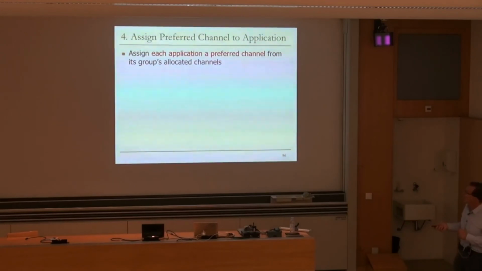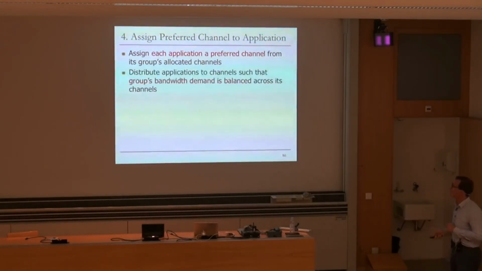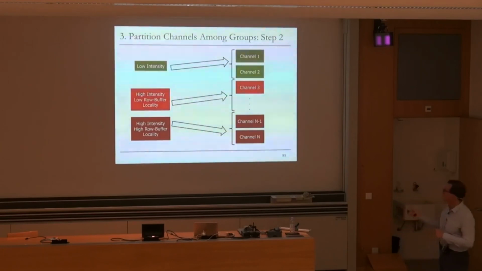Now, assign each application a preferred channel. That's the fourth step, from the group's allocated channels. The idea over here is to distribute the applications to channels such that the group's bandwidth demand is balanced across its channels. What does this mean? Let's assume that you have only 2 channels allocated to the low intensity group. You basically try to ensure that the bandwidth that you are using from this channel is equal to the bandwidth that you're using from this channel. Again, that's a heuristic, right?